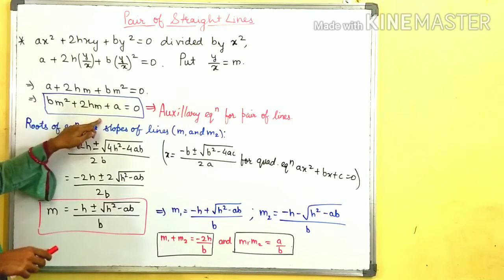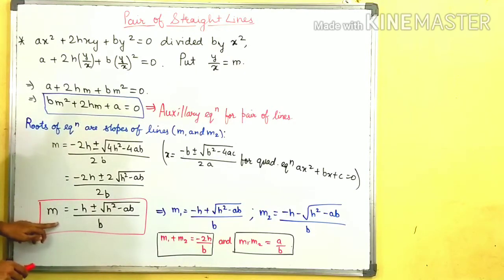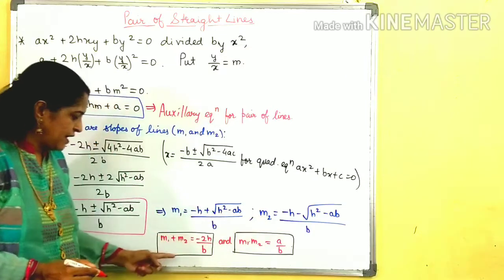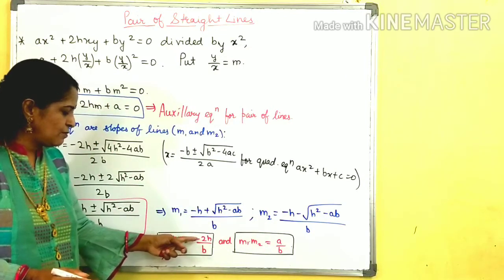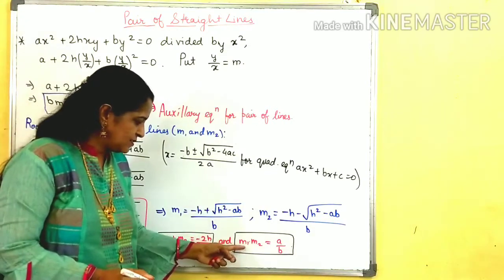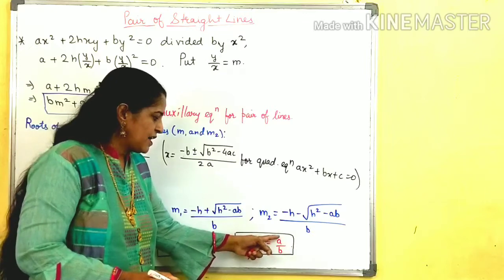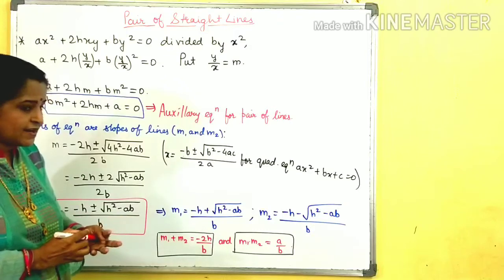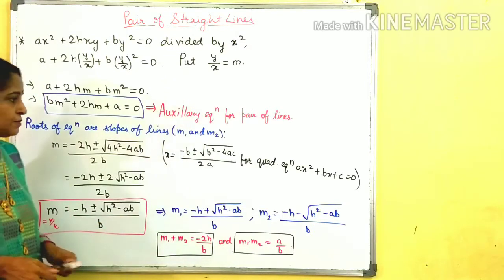Then for that auxiliary equation you get two values of roots. M is equal to, what is m here? M is nothing but y by x. You can also put y by x is equal to this one. When we add m1 and m2, we get m1 plus m2 is equal to minus 2h upon b, and the multiplication m1 into m2 is equal to a by b. Those two values are important for some examples. You get those terms?